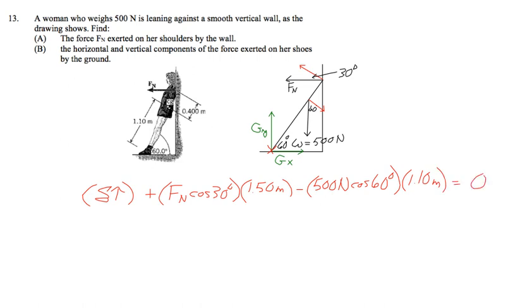And if you can get to this point in the problem, I know we're running out of time. If you can get to this point in the problem, you've got the answer. Because you're just going to move this whole thing to the other side, because it's minus, and then divide by the cosine 30 and the 1.50 meters, and you'll get the answer that I gave, which I think was 212 newtons.